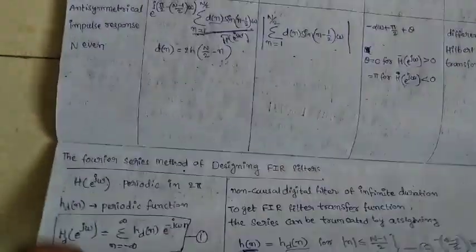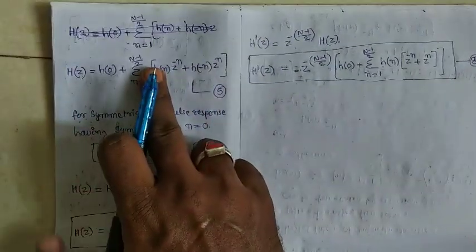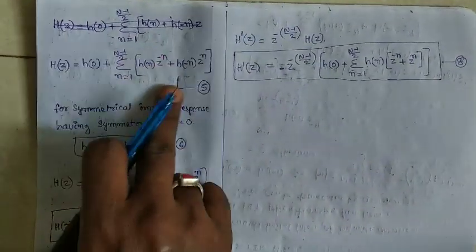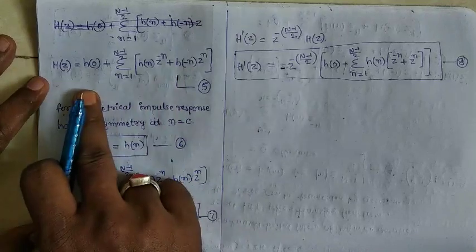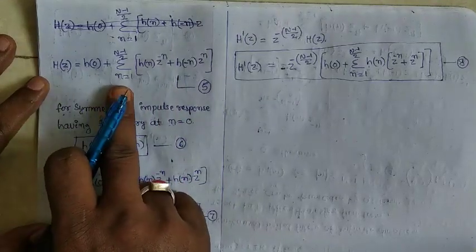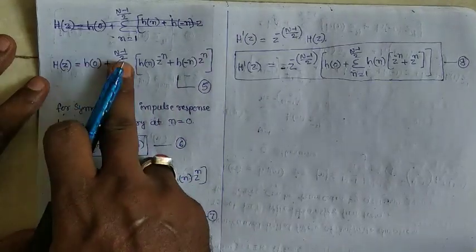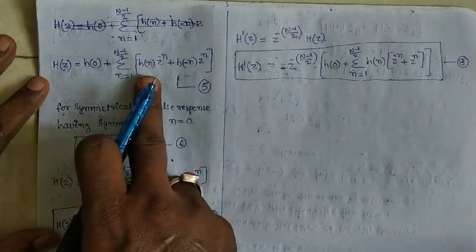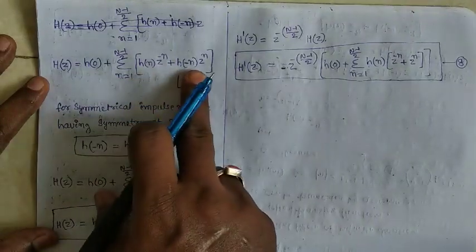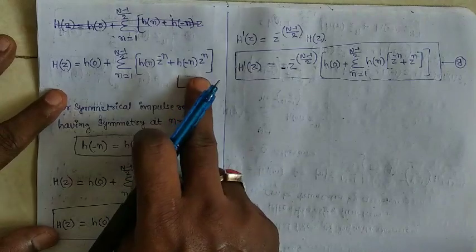Okay, that is there. Here H(z) is equal to h(0) plus the summation from n equal to 1 to (N minus 1)/2 of h(n) z to the power minus n plus h(minus n) z to the power n.